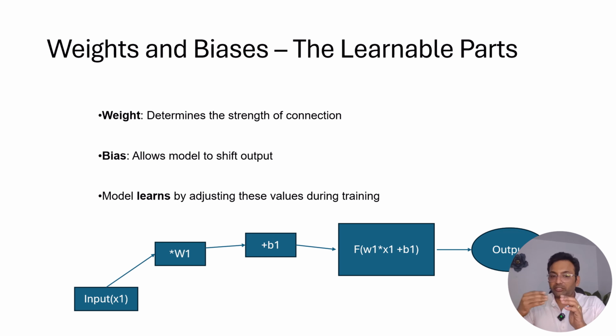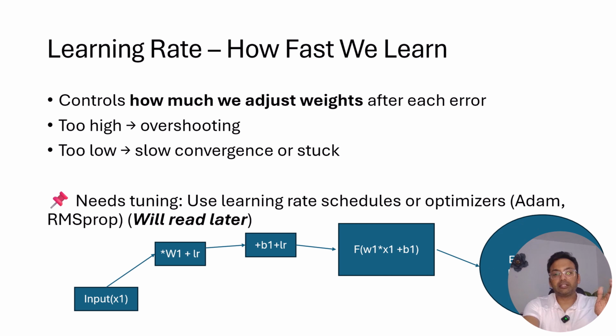And we change the value of weights and biases at a certain rate, and that rate we call the learning rate. So the learning rate controls how much we adjust weights after each error. If it is too high, it will overshoot. If it is too low, then we will feel it's a slow convergence. So basically, we reduce our loss by putting in the right learning rate. To optimize it further with the given learning rate, we use different algorithms like gradient descent, which we talked about.